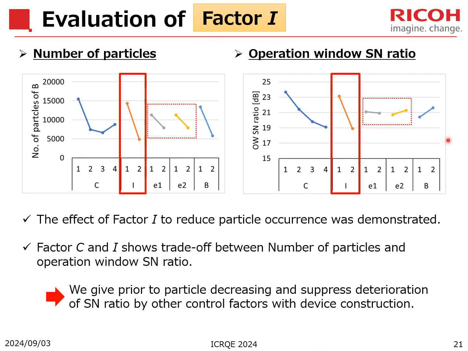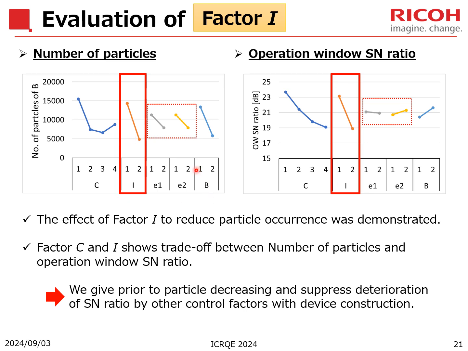This is the result of our evaluation experiment. Look at the left chart. This shows the number of particles. As you can see, it demonstrated that factor I has the effect of reducing particle occurrence. Also, the main effect of E1 and E2 is very small. This means the interaction between these control factors is very small.